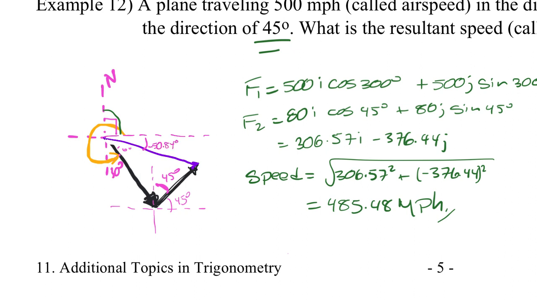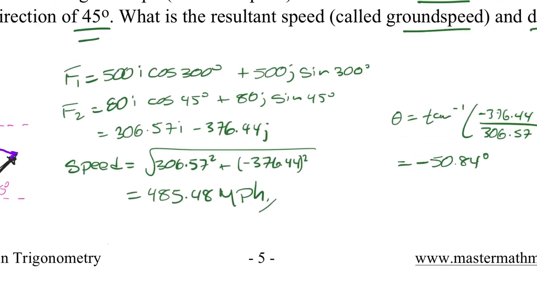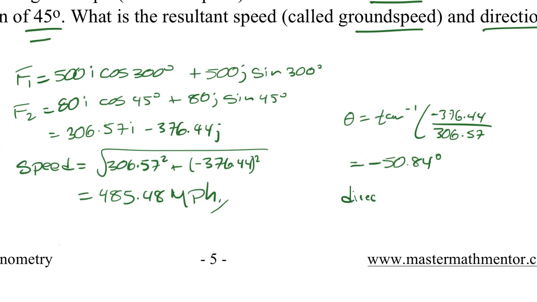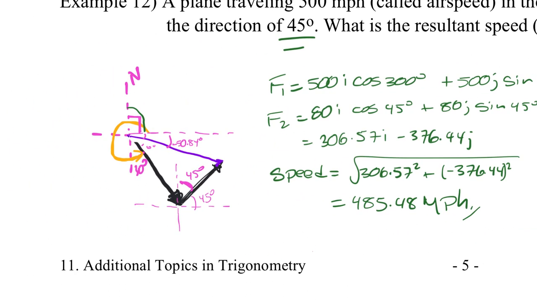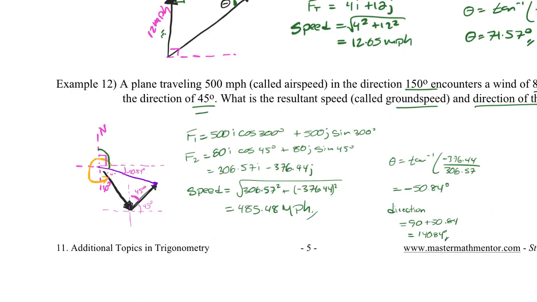Now, I'm finding a direction, so I'm going from here, that is the 90, plus this small piece here, right? So my direction is going to be 90 plus that 50.84, right? And that's going to be 140.84 degrees. The reason why we take the positive is that I'm going to start measuring here. This is 90 to here, and I need that 50.84 down there. And that's it for this lesson.